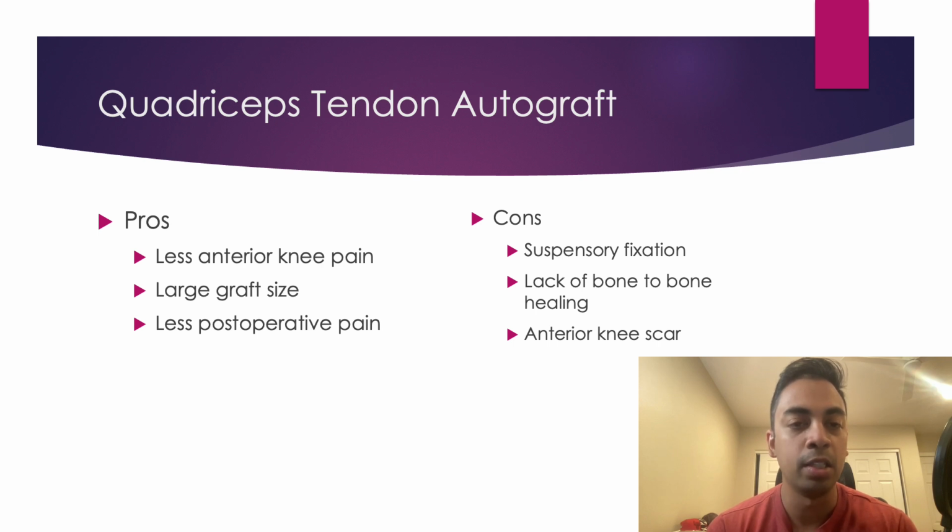Some of the cons, and in my opinion, the biggest con with this graft is that despite it being a really, really good and strong graft, you don't get that bone-to-bone healing that you get with the bone patellar tendon bone autograft. So here again, with the quadriceps tendon autograft, you're trading a little bit less fixation for a bit more pain. And so I think this is a good complement to the BTB, and is another good option for young active individuals as well.